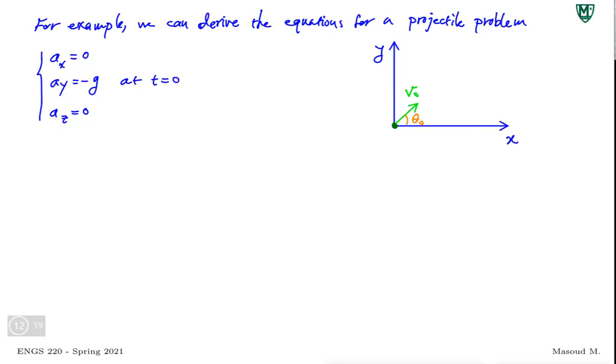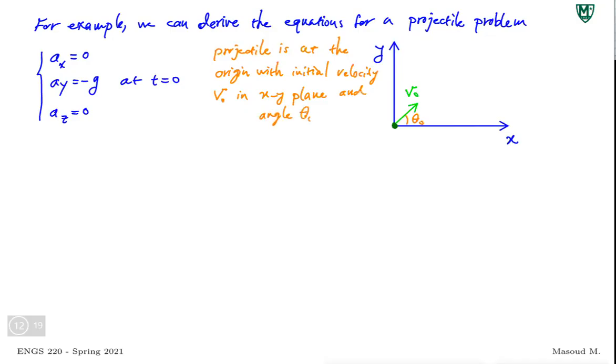And you can also add that the projectile is at the origin with initial velocity v naught in the xy plane and angle theta naught, for the sake of completeness. So we have everything there. This is the problem you're facing.